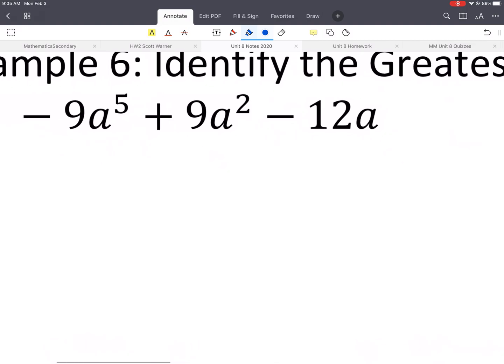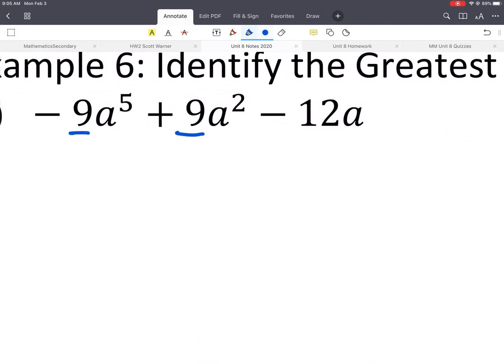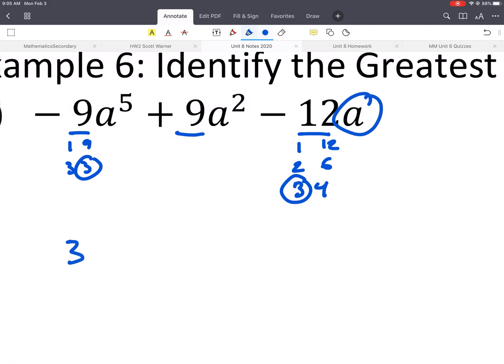Okay, so here we'd look at the numbers first. So we have 9, 9, and 12. We could do 1 and 9, 3 and 3. Same here, and then 12, you got 1 and 12, 2 and 6, and 3 and 4. So the greatest common factor for the numbers would be 3. For the variables, the smallest exponent would be a. And then since we have a leading negative, the first term is negative, we need to put a negative in front. So that would be our greatest common factor.